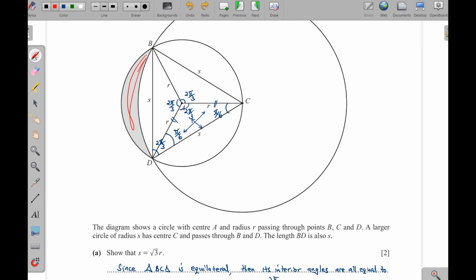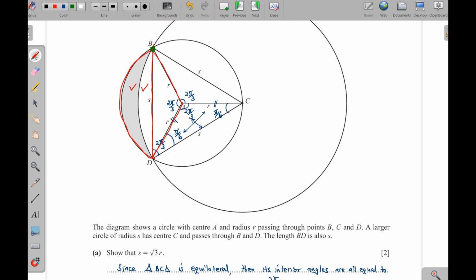If this is the area of the shaded region, I can take the area of this sector BAD, this whole area of that sector, then I take off the area of this triangle. Okay, this area here. That means I will be getting the area of the shaded region and this unshaded area here. Are we there?